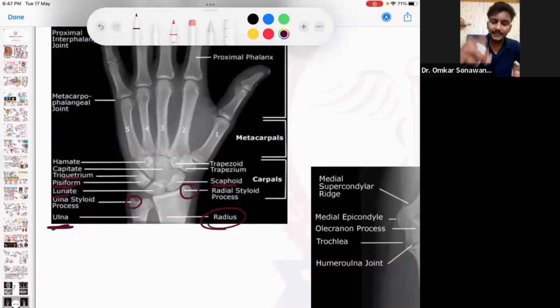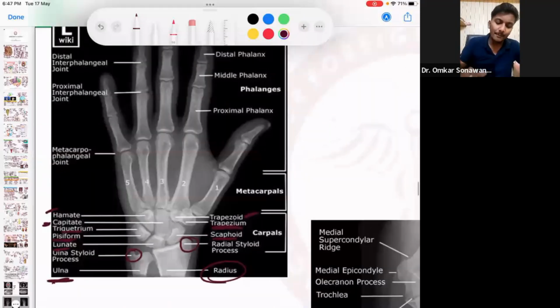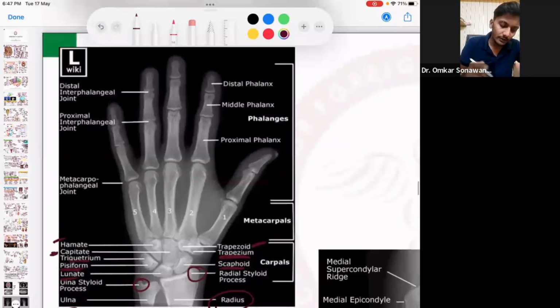Next line, आगे की line की अगर मैं बात करूँ, she looks too pretty, try to catch her. So first is the trapezium. Second is the trapezoid. Next is the capitate, and last is the hamate bone. So medial most is hamate. There are how many metacarpals? 5 metacarpals are there. Okay, so these are the metacarpals.